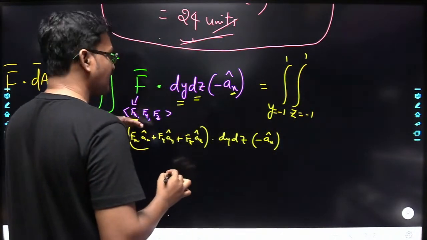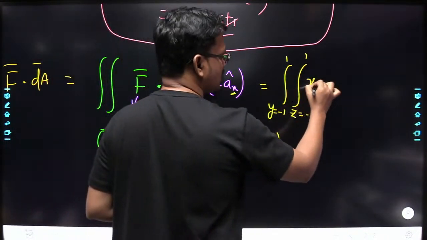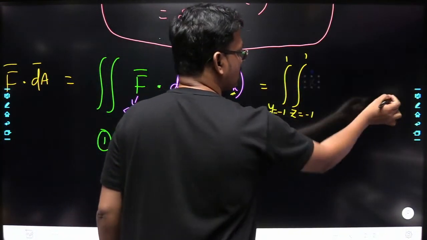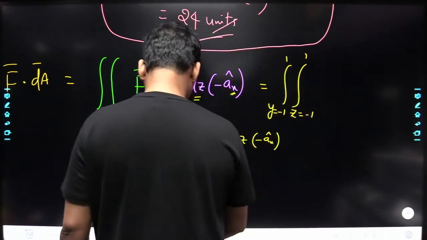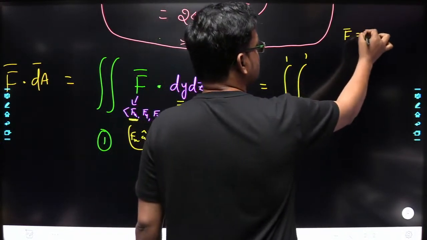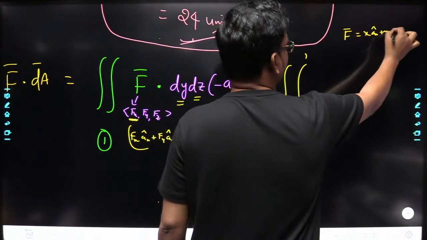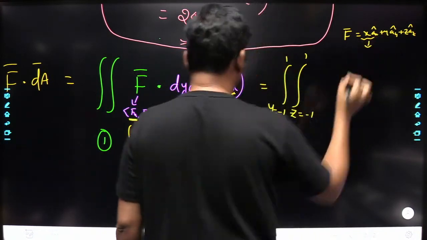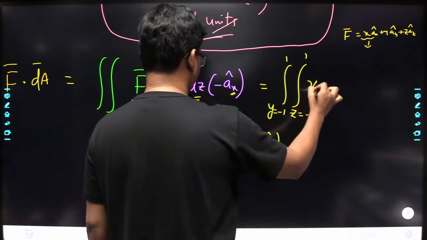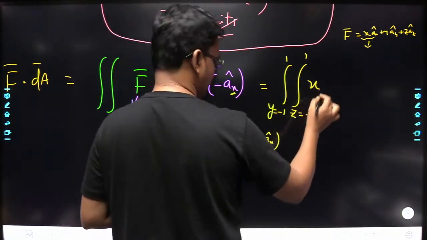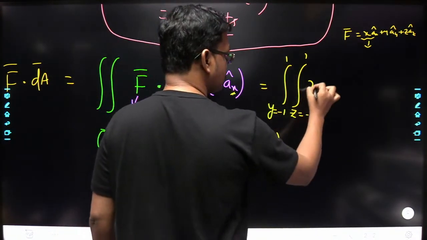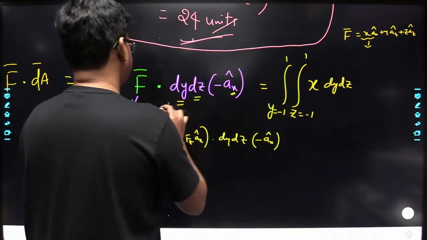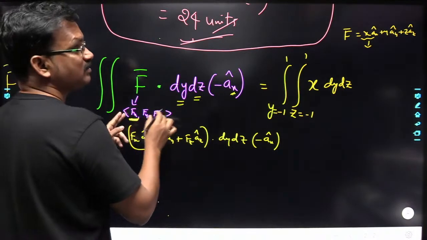And the x component is nothing but x. That's what we have given, or not? We have given f bar is equal to x ax cap plus y ay cap plus z az cap. So here the x component is nothing but x. So you can simply write x dy dz. Here you are having x ax cap.